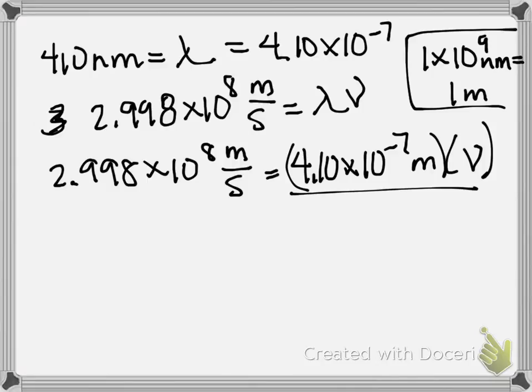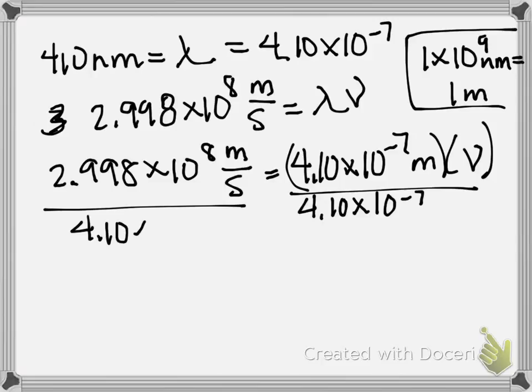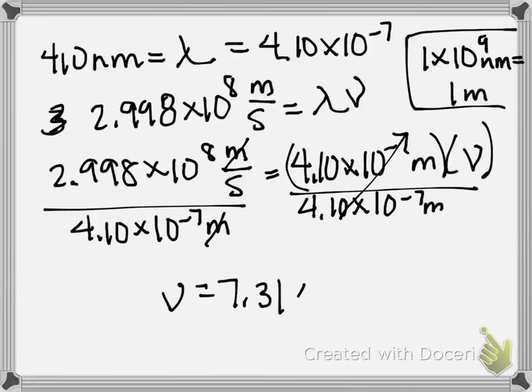So then I'm solving for frequency, which means I'm getting it by itself. So I divide both sides by wavelength, 4.10 times 10 to the negative 7th meters. Those become 1. My meters cancel. And my frequency equals 7.31 times 10 to the 14th seconds to the negative 1.